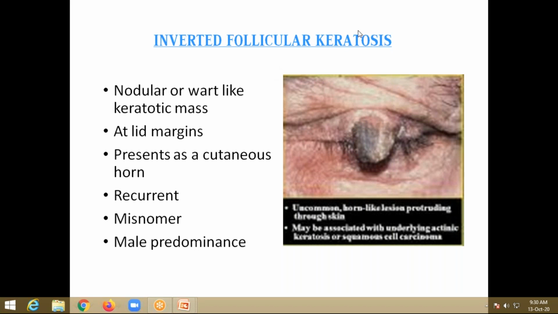All these tumors arising from the skin are usually named keratosis. Some names are given as keratocanthoma, some as keratosis, like actinic keratosis. All arise from the skin of the lids. At the lid margins it is usually present with an appearance like a horn, it is usually recurrent, and there is a male predominance for this type of tumor.